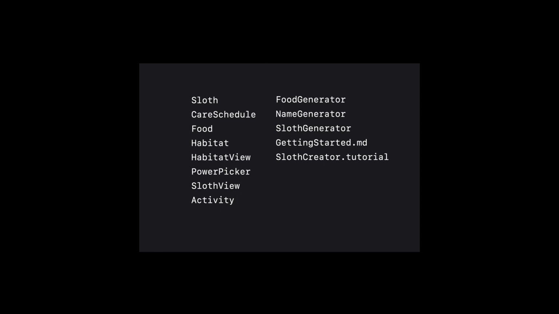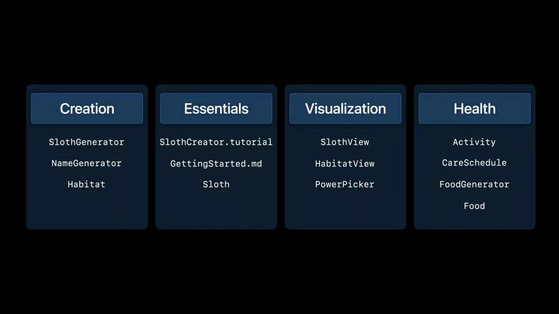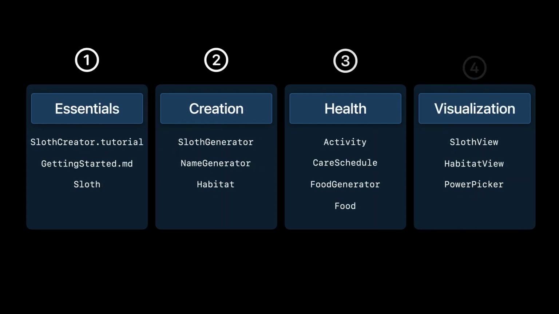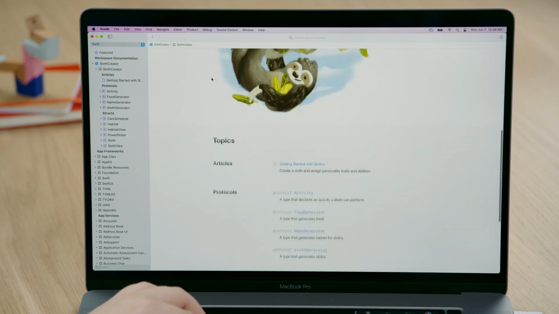Next, I'll organize the remaining pages into groupings centered around the features of Sloth Creator. And finally, I'll sort the groups and pages from least to most advanced. This new organization looks a lot more approachable, and framework adopters interested in specific features will know right where to look. Now we'll update the documentation for the framework to use these themes. I have the Sloth Creator project open and the built documentation. The compiler automatically adds a topic section to each page with default groups, but I can customize it with some extra markdown.